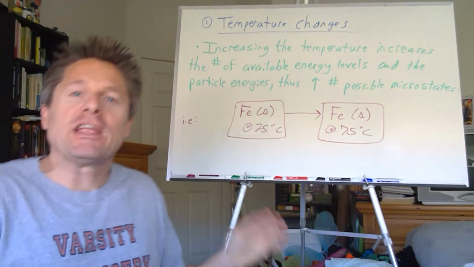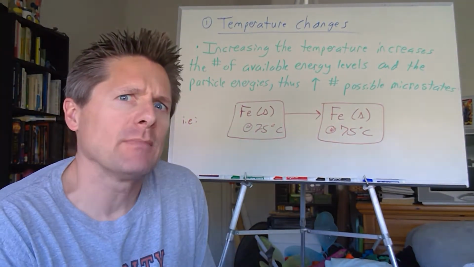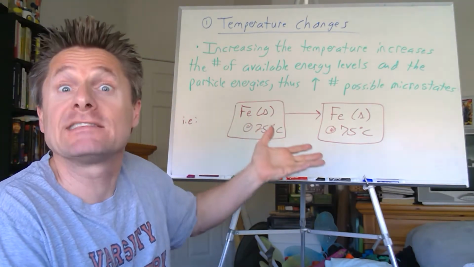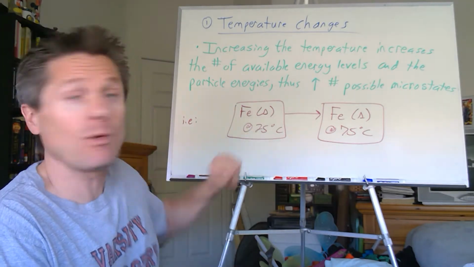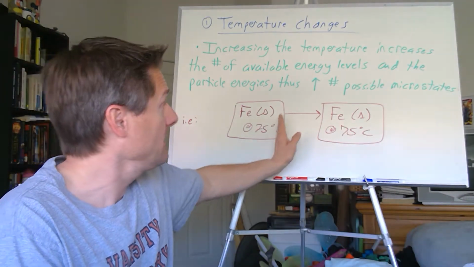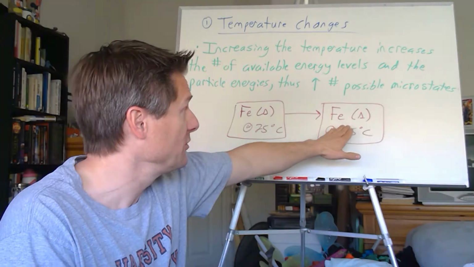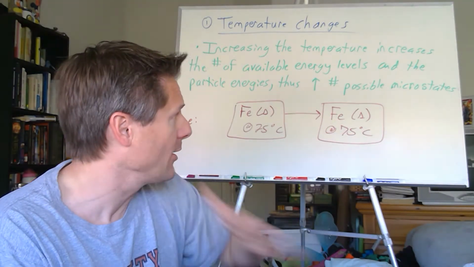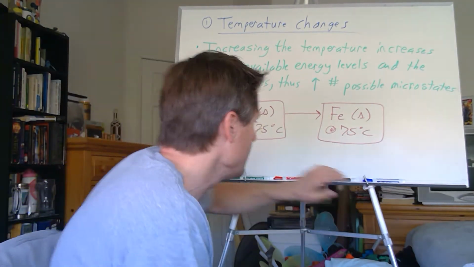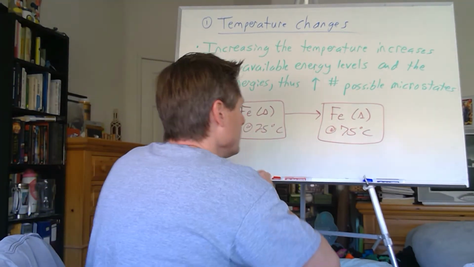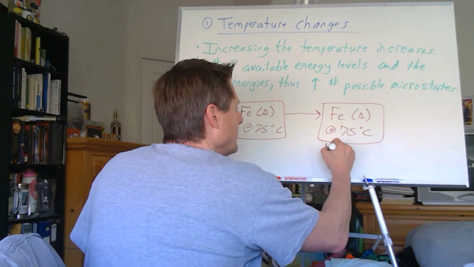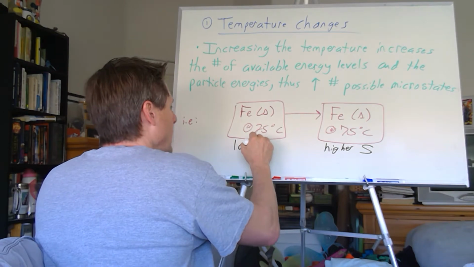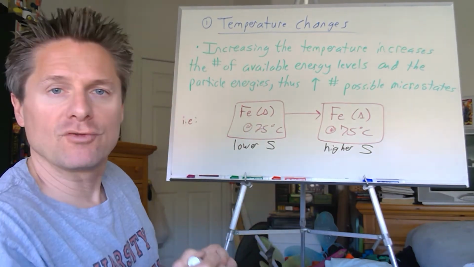Let's look at temperature changes first. I think we already talked about this, but let's look at it more specifically. For example, let's take any species. Let's just take solid iron at 25 degrees Celsius and convert it, heat it up to solid iron at 75 degrees Celsius. We can qualitatively look at it and go, well, this probably has more entropy, right? But let's explain why. So this has a higher entropy, and this has a lower entropy, right?